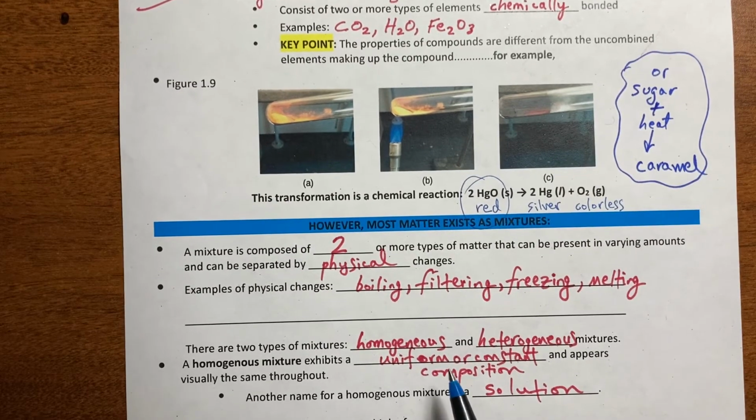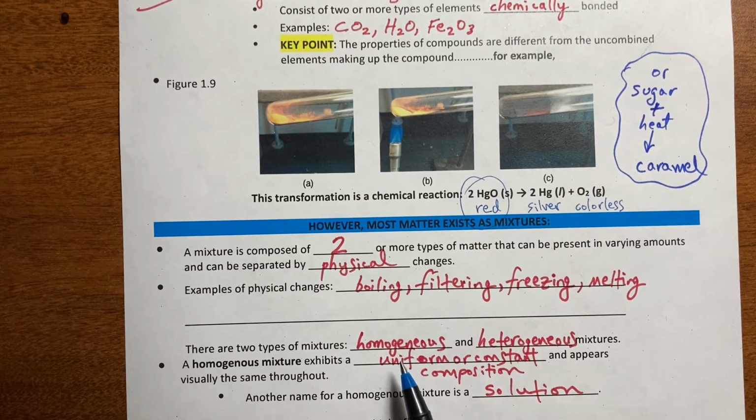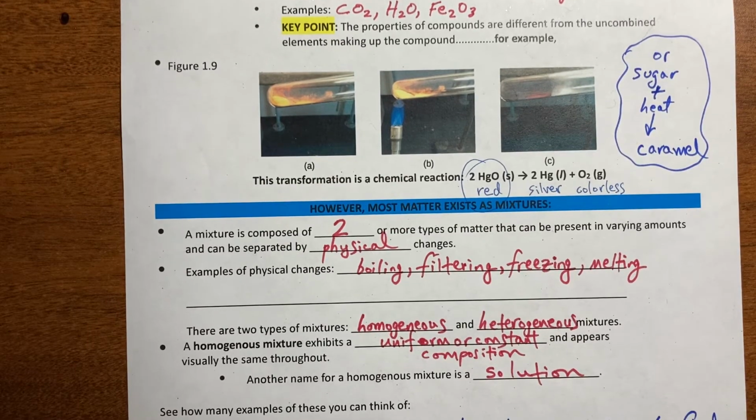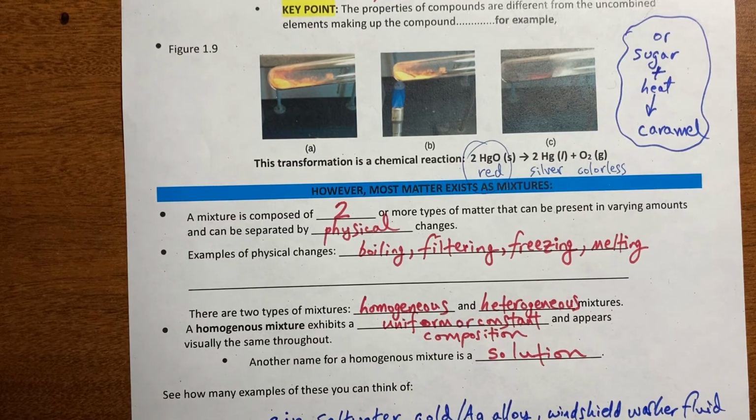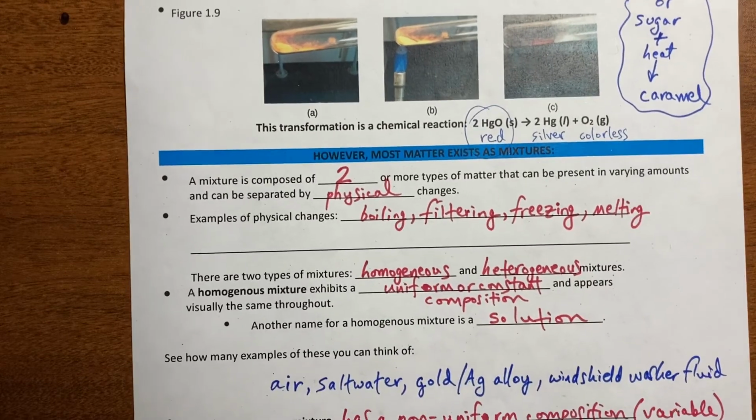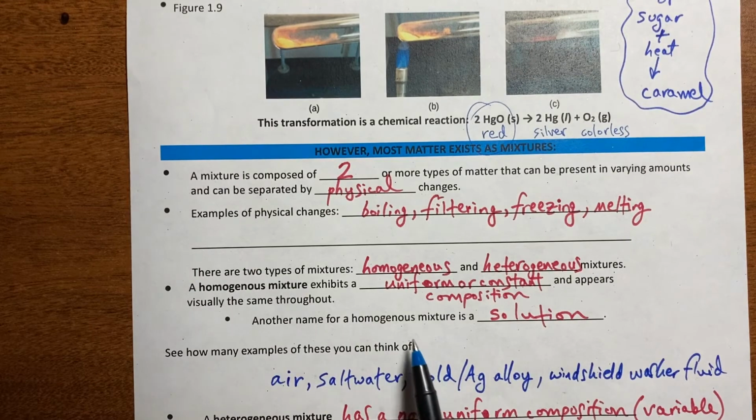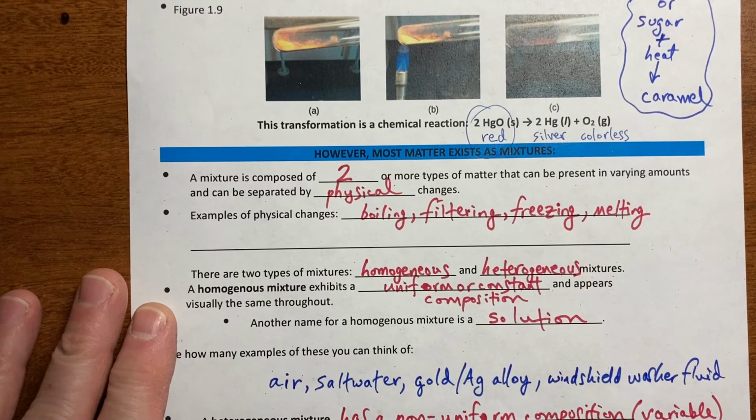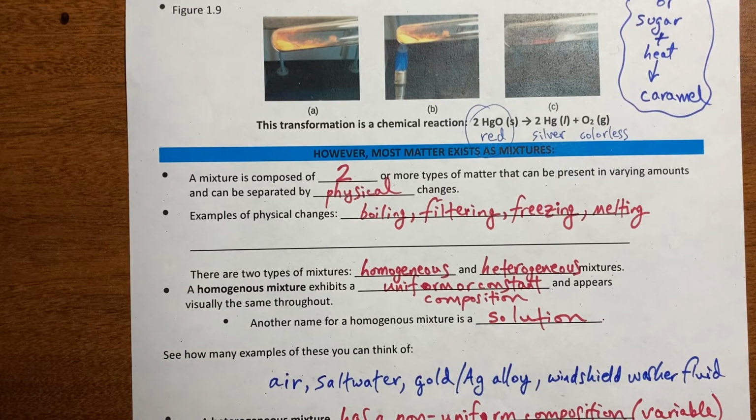So we classify mixtures in two general classes, homogeneous mixtures and heterogeneous mixtures. A homogeneous mixture has the same composition, or uniform composition. You're probably familiar with the more common way of describing a homogeneous mixture, which is a solution. A solution is just a mixture of two or more things combined. There are many examples of homogeneous mixtures. Homogeneous just means it's uniform.